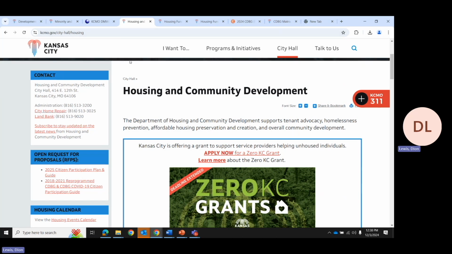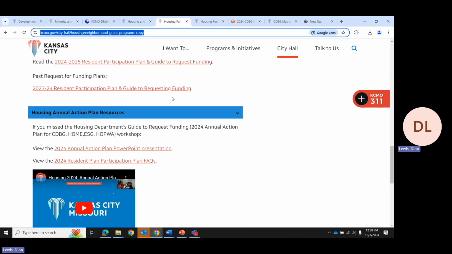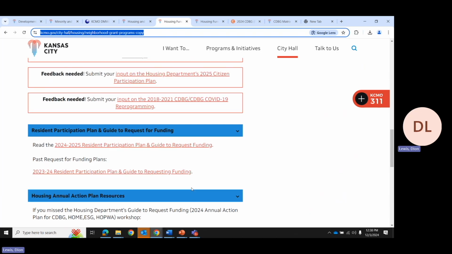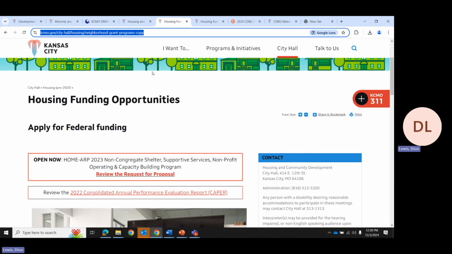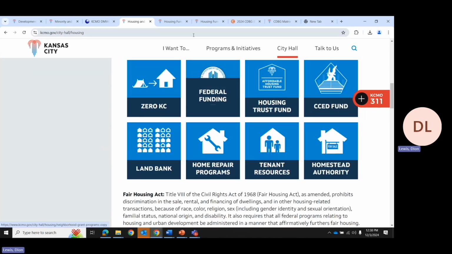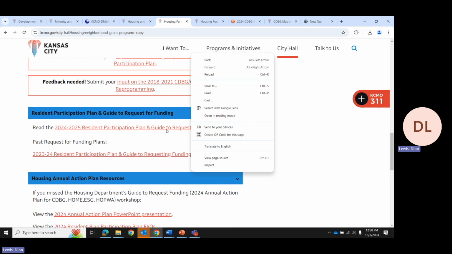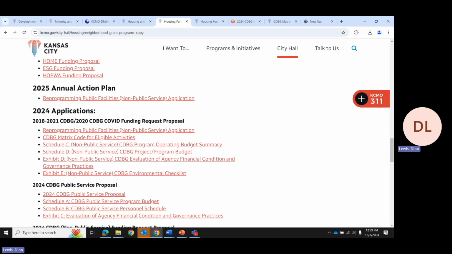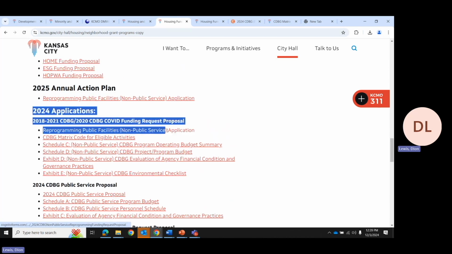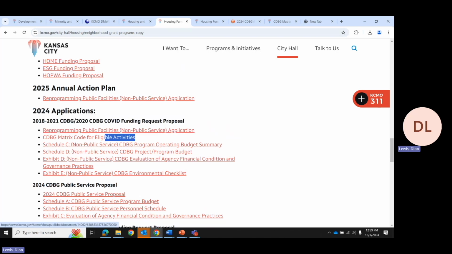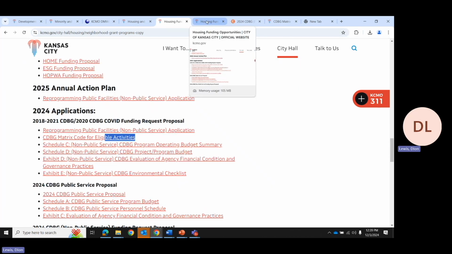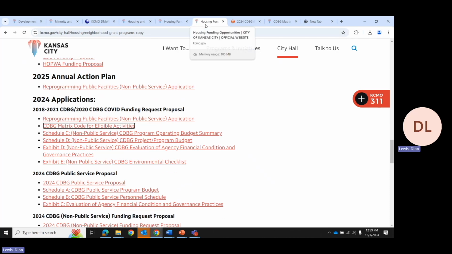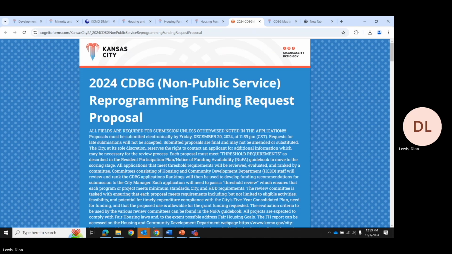Some other things I did want to cover real quick before I go into the rest of the PowerPoint presentation. Obviously, application information is underneath our federal link here. So if you went to the federal link, you'll find the information that we are going to be covering today, which is the reprogramming information right here, the 2024 application. It includes the application, the eligible activities, and all of the forms that go along with completing it, so you can upload that information to the application, which is here.